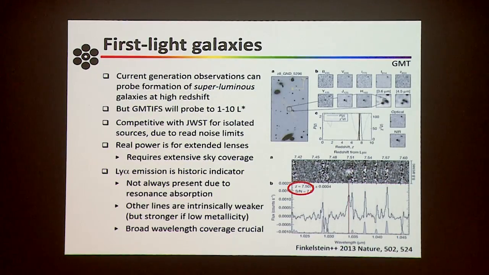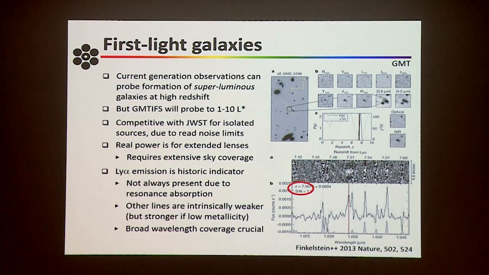The idea here is that these first light galaxies, the current generation observations can probe the formation of superluminous galaxies at high redshift. So we're looking at the very most luminous galaxies at first light out to redshift 6 or beyond. But these are very, very rare objects. They're certainly not typical objects. With GMTIFS, we can push down that limit to objects between 1 to 10 times L star. So we're getting down close to what we would consider a typical galaxy.